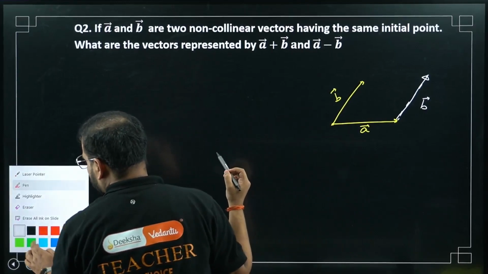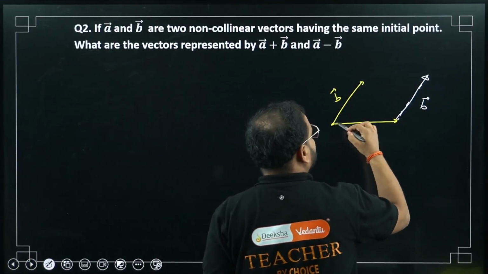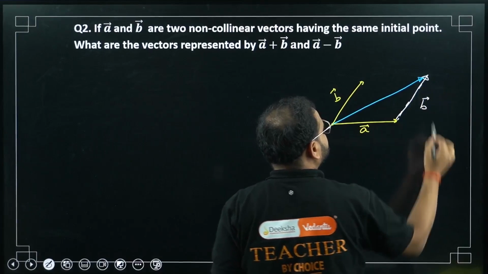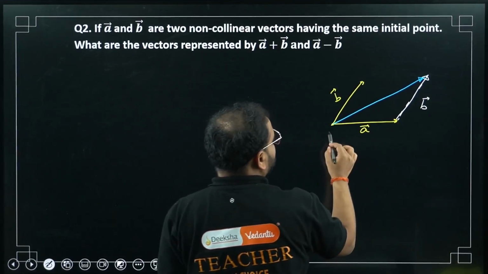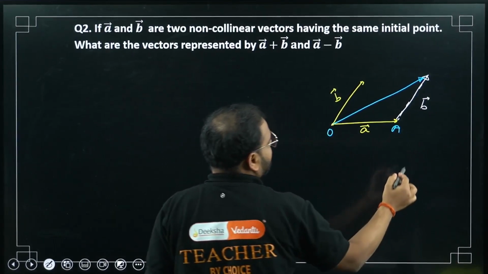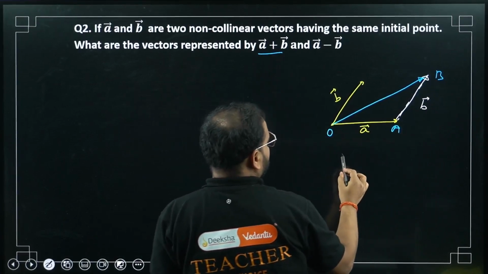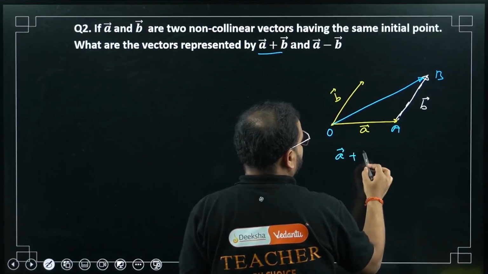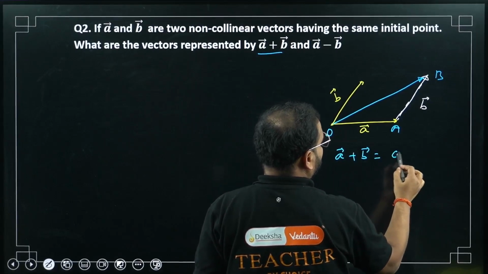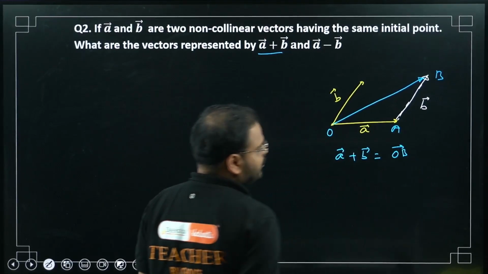The resultant will be what? We know this from the parallelogram law of addition. If this is O, this is A, and this is B, what is the resultant for A plus B? Check here, it'll be OB. Yes or no? OB.